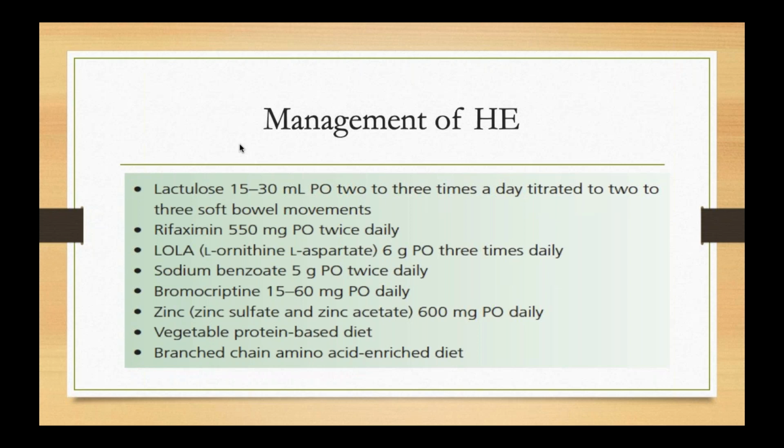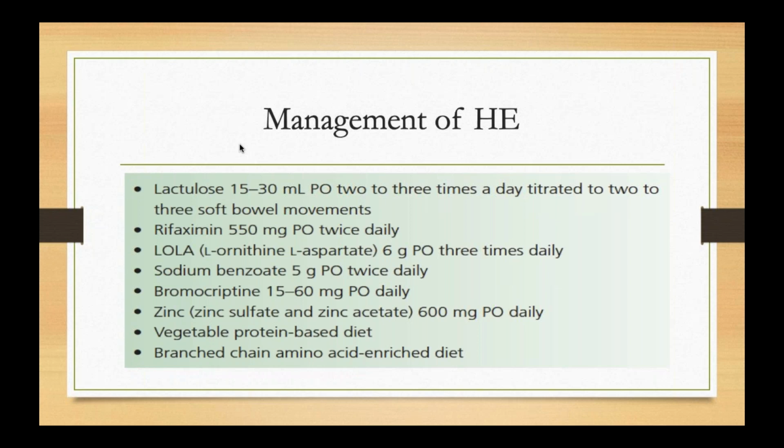Ultimately, the ammonia is generated from the gut. So you have to give lactulose. Lactulose makes the gut acidic and decreases the ammonia. Rifaximin is quite commonly used. Rifaximin is basically an antibiotic which is not absorbed systemically but acts on the gut. So it sterilizes the gut, decreases the bacteria, so ammonia formation decreases.